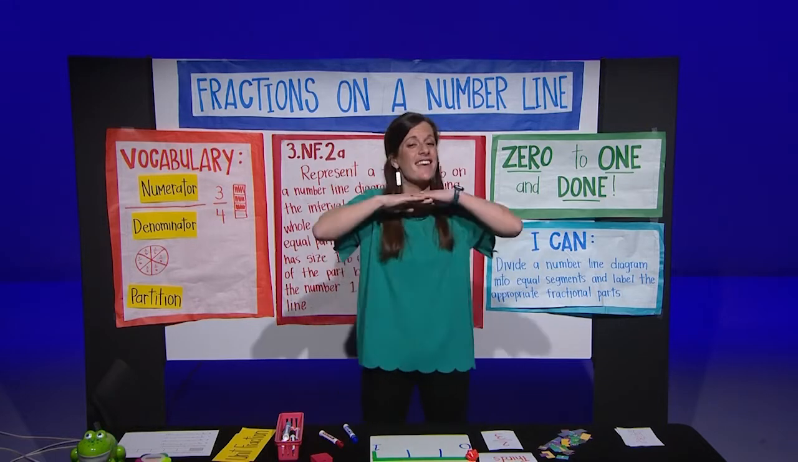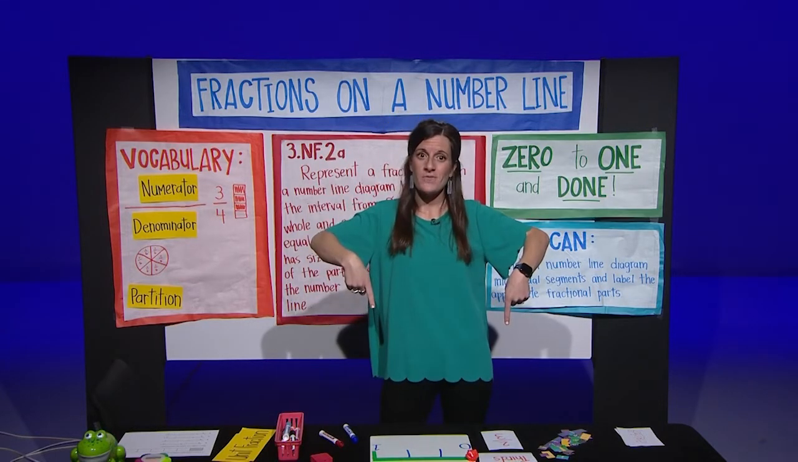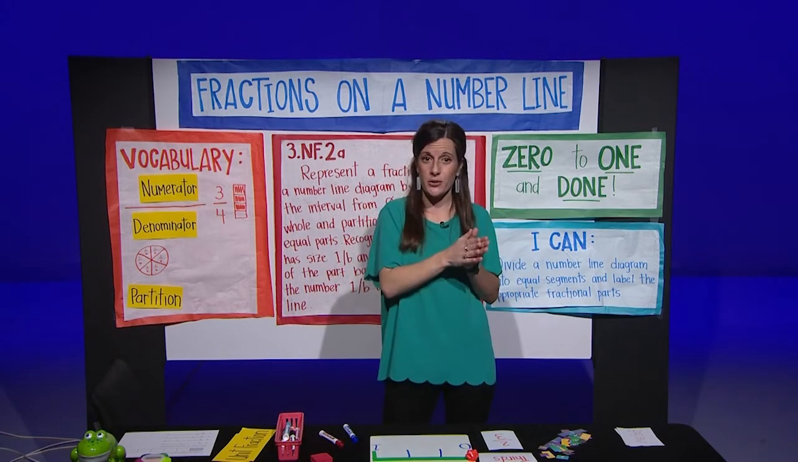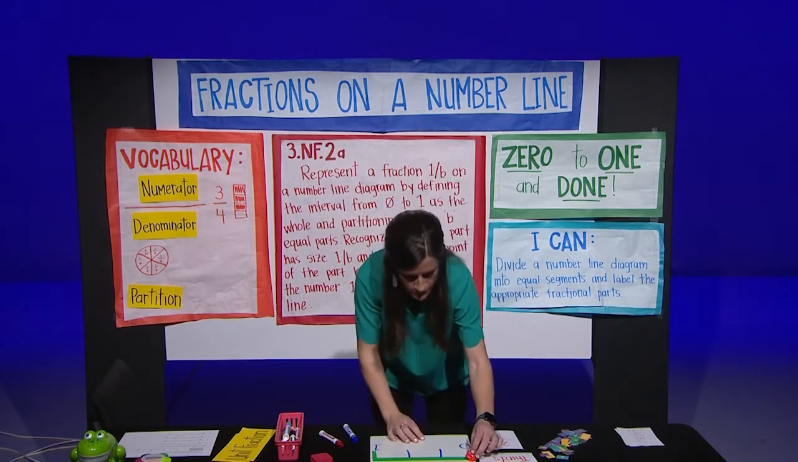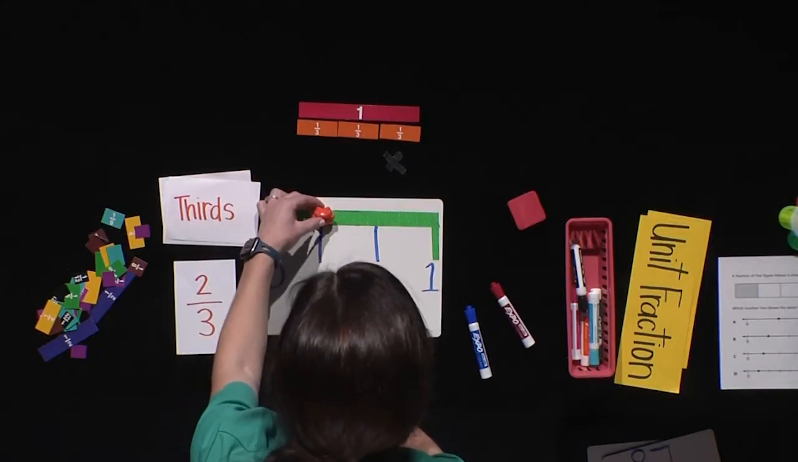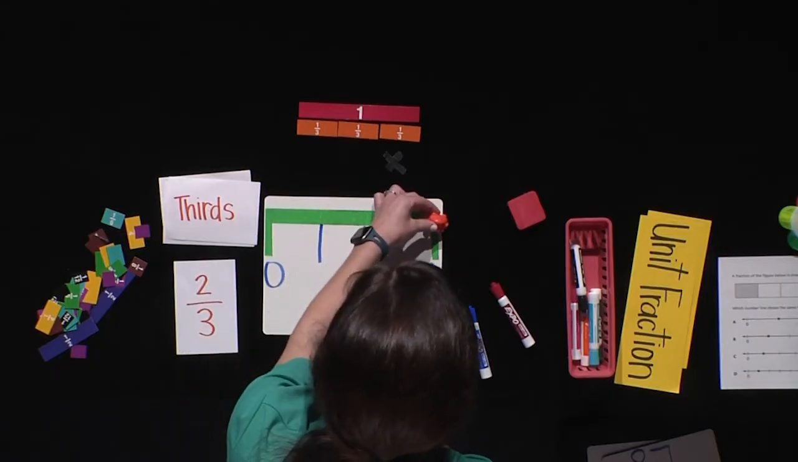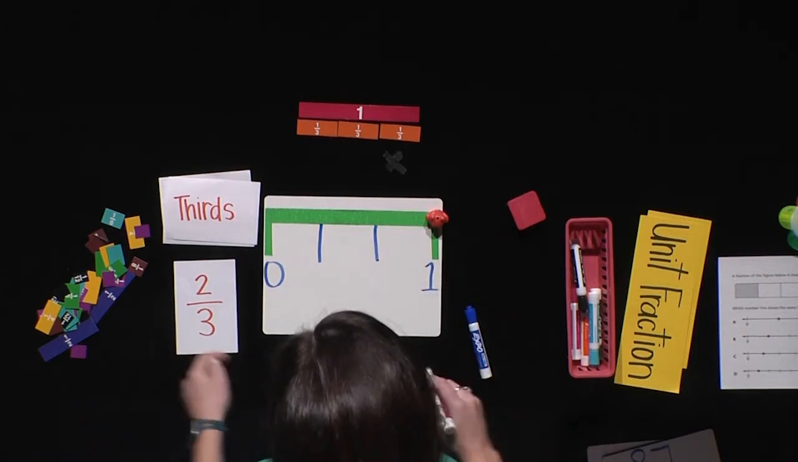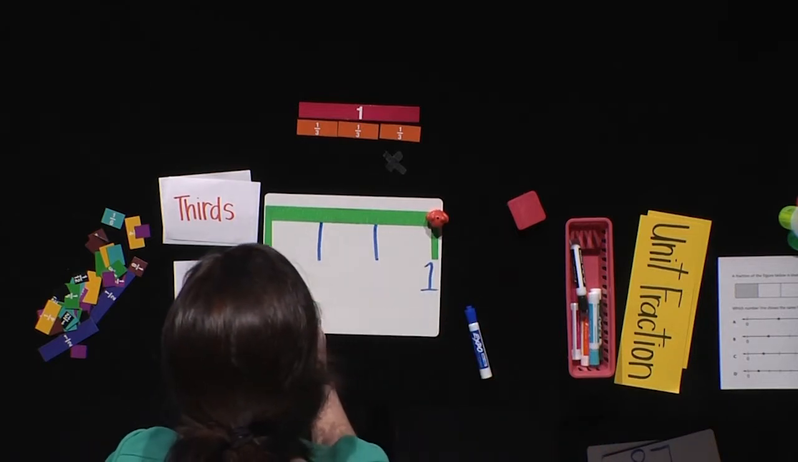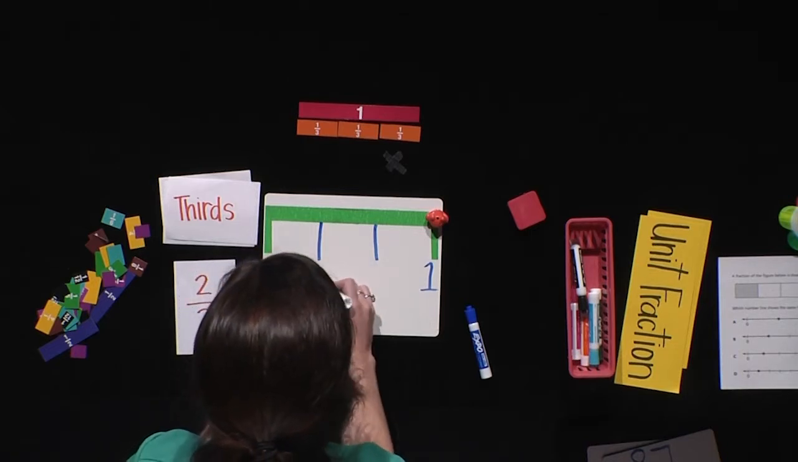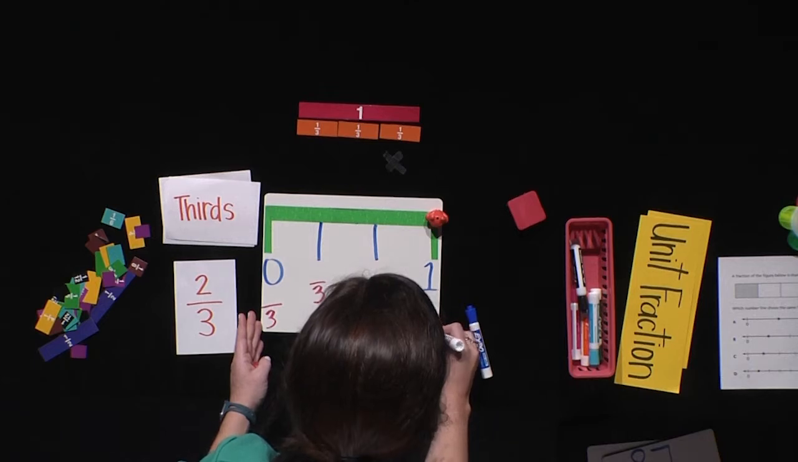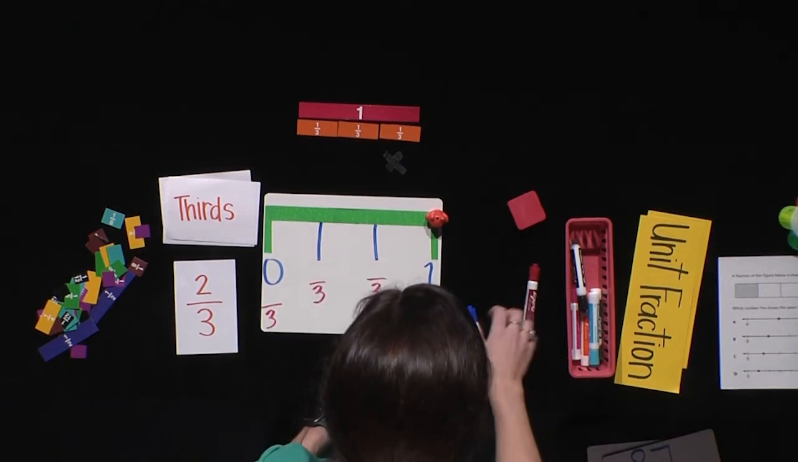0 to 1 and done denom. So for the denominator on the bottom, let's jump from 0 to 1. Let's go, Henry. 1, 2, 3. I do, in fact, have 3 parts on the bottom. This time I'm going to show you how to label the entire number line. With 3 as our denominator, each tally is going to have 3 on the bottom.